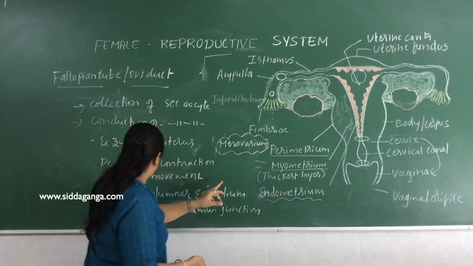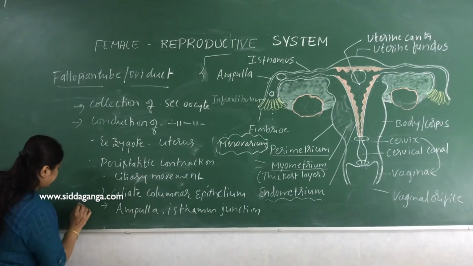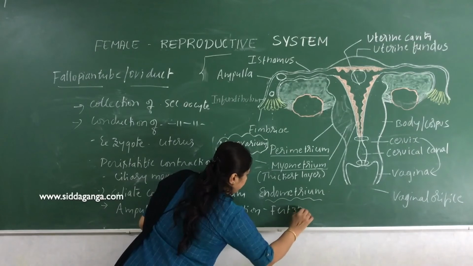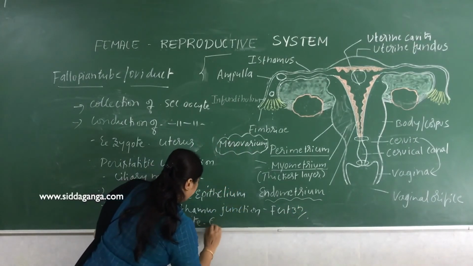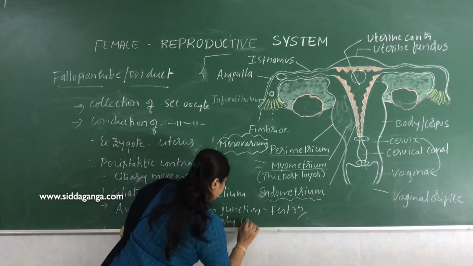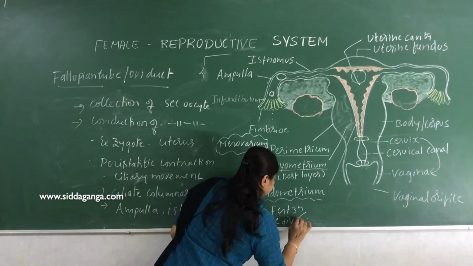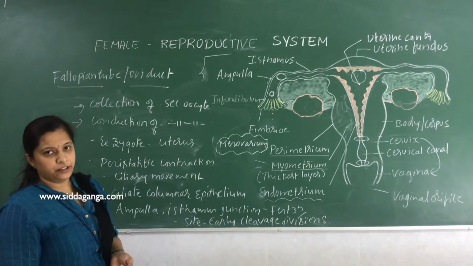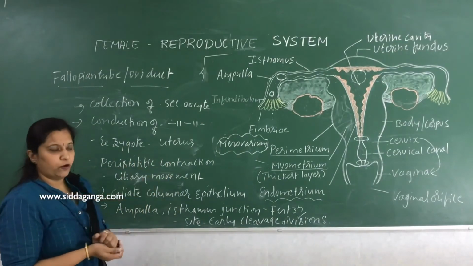So it is a site of fertilization, and also a site of early or initial cleavage divisions. All these are the functions of the fallopian tube.